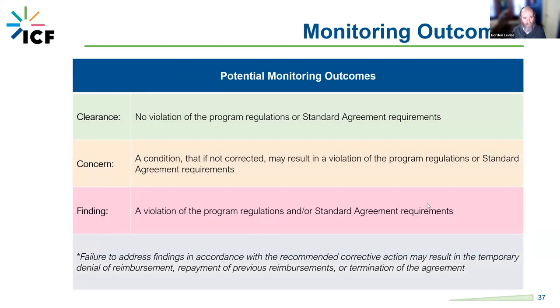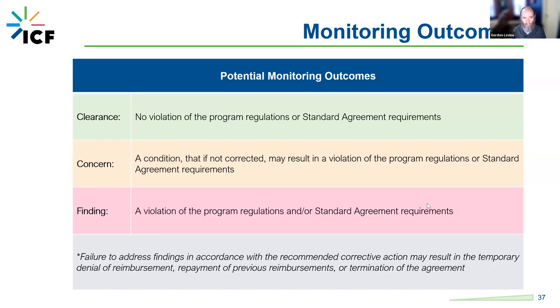Monitoring outcomes. Generally speaking, on every single element, every point or every question or every angle or any piece of a project that's being monitored, there's going to be one of three responses that a monitor will provide. They will clear it, which is they'll say it's great, no violation of program regs or standard agreement requirements. So it didn't violate a contract, it doesn't violate the interim rule, it doesn't violate the uniform requirements.